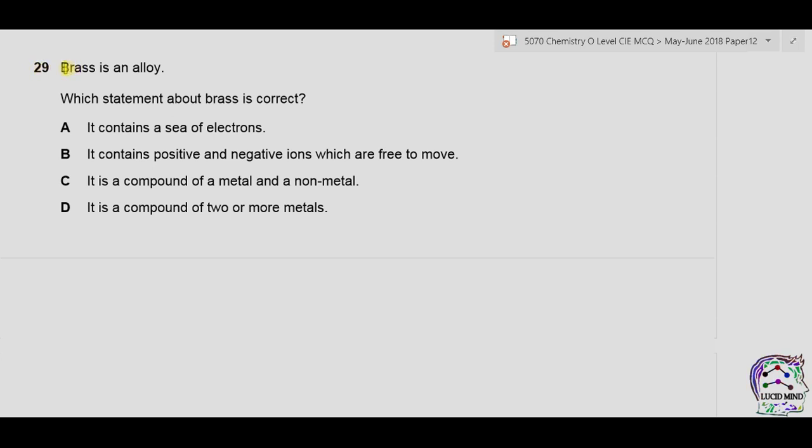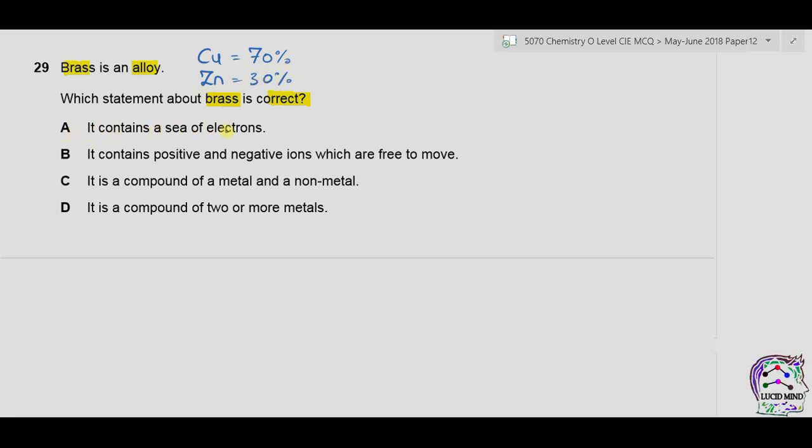Question 29. Brass is an alloy. Which statement about brass is correct? Now brass is an alloy and it is made up of copper and zinc. Both copper and zinc are metals. Copper is about 70% while zinc is about 30% of brass.